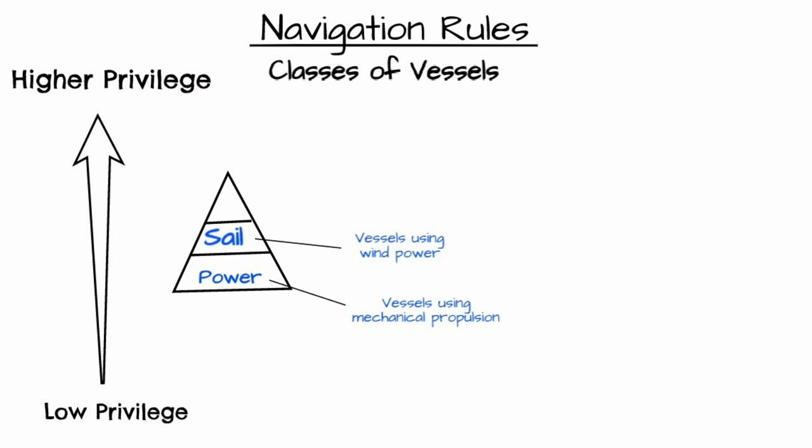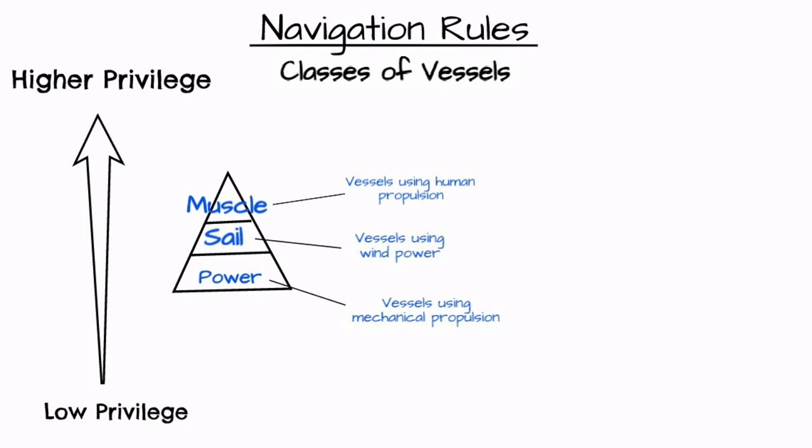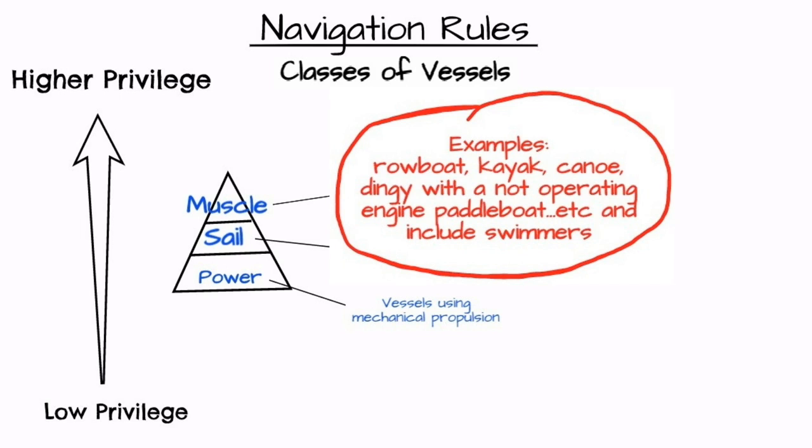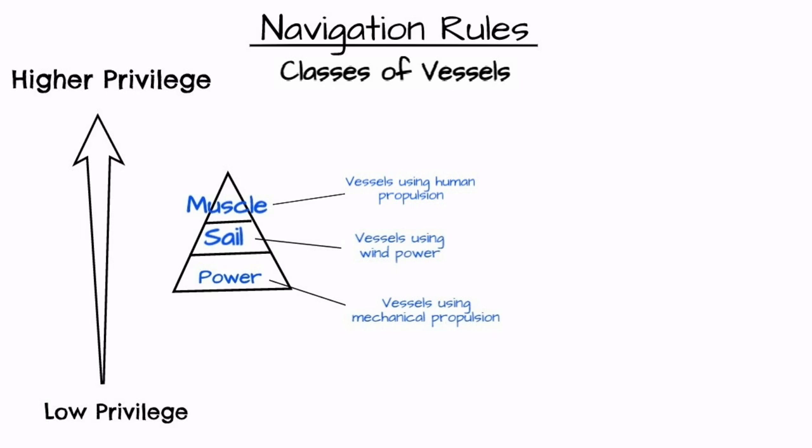The third class of vessels with higher privilege above sail and above power are muscle vessels. Muscle vessels are vessels using human propulsion. Examples include a rowboat, a kayak, a canoe, a dinghy with a non-operating engine, a paddle boat, etc., and we can include swimmers in this group. So these three classes of vessels represent most of the vessels we'll see in our day-to-day boating.